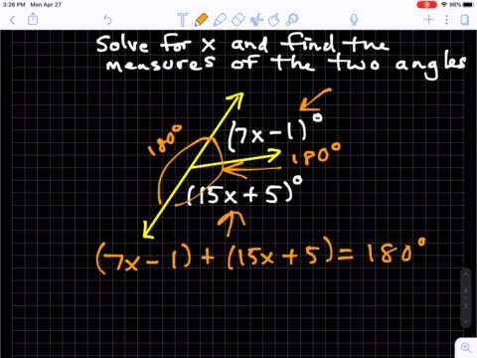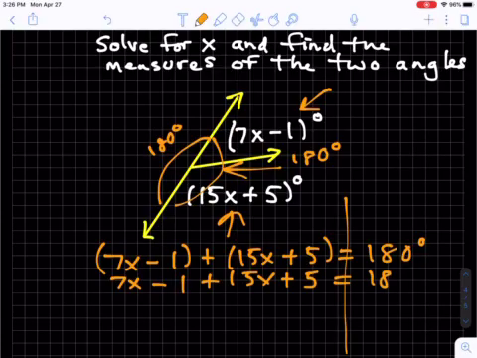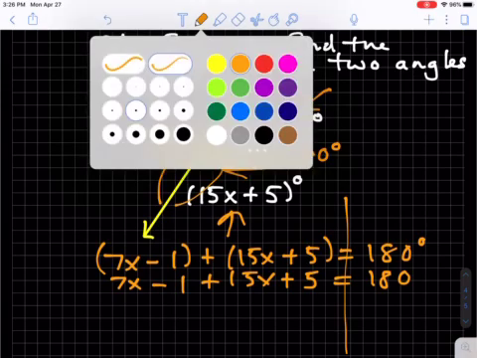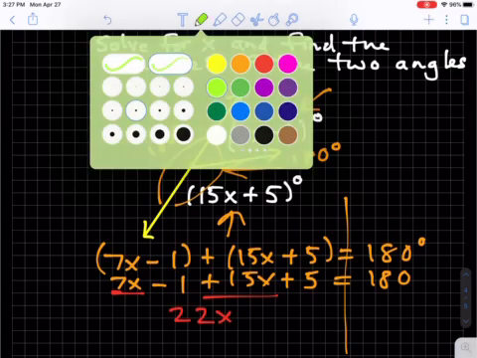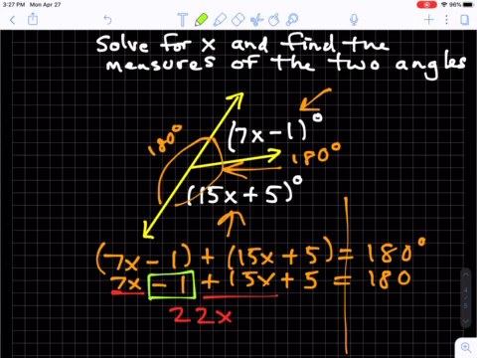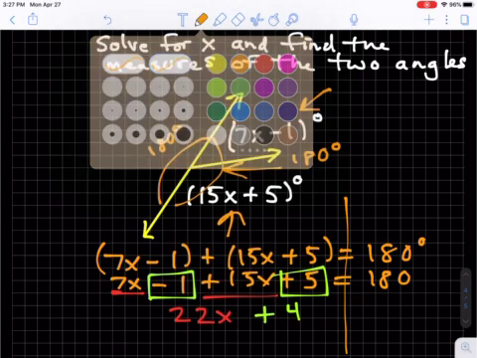And at this point, it just becomes a slightly more complicated solving thing, but something you've done already, so this isn't new. So you can pretty much drop your parentheses. So we'll go 7x minus 1 plus 15x plus 5 equals 180. And then let's combine some like terms. So let's do our variables. We got 7x and 15x, so that's going to give me 22x. Then let's do our constants. We get negative 1 and 5 gives me plus 4, and that equals 180.